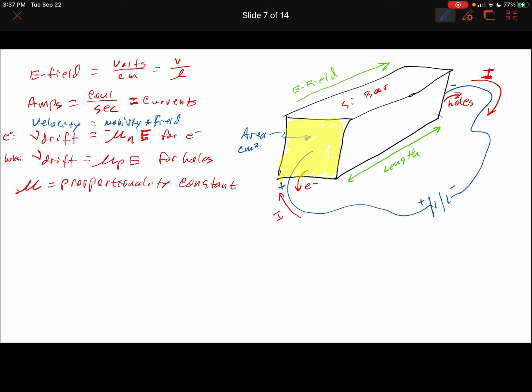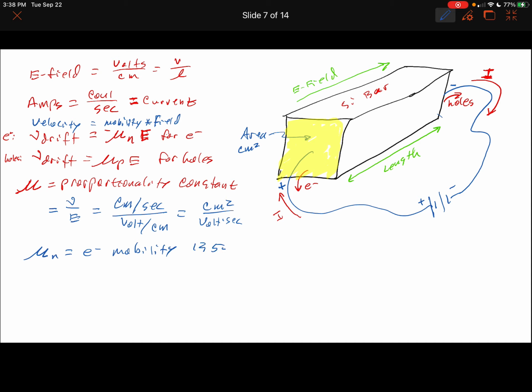And to make those units work out, we have velocity over electric field, which is centimeters per second over field, which is volts per centimeter. So we get these goofy units of centimeter squared over volt seconds. I don't know what those mean. They're weird, right? I can't say what they mean, but I can say that that's a mobility. And I can also say that the mobility of electrons in silicon at room temperature and kind of typical situation is about 1350 centimeters squared per volt second.